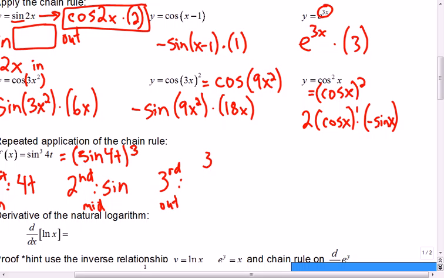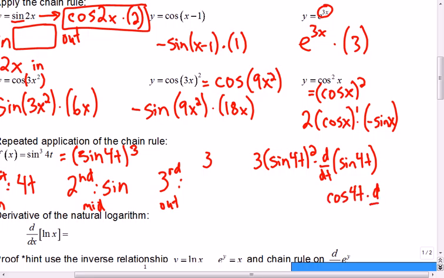So the derivative of the outside would be 3 sine 4t squared times the derivative of the sine of 4t. Okay, so that's the chain rule, right? But we're not finished because there's still a derivative here we haven't taken. So let's go again. The derivative of sine 4t, that's the cosine of 4t times the derivative of 4t. That's the chain rule, but we're still not finished. There's one more derivative there. The derivative of 4t, that's 4.